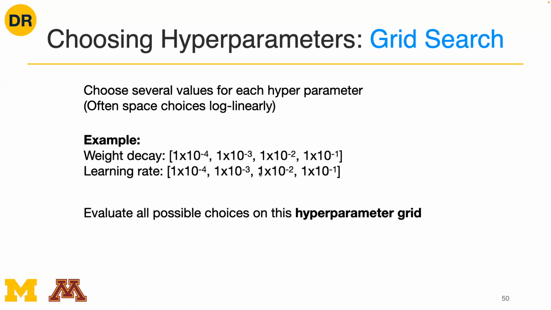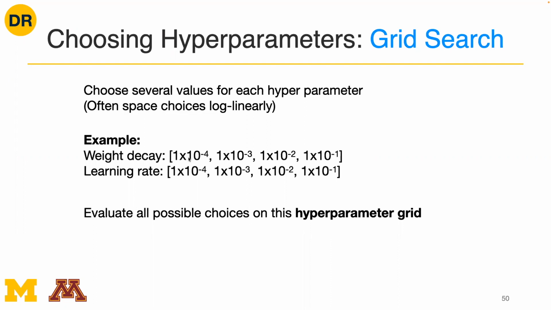And once you've enumerated for each of your hyperparameters the possible values you want to search, you'll then try every possible combination. So you would try like 1 times 10 to the negative 4 for weight decay and 1 times 10 to the negative 4 for learning rate. You would run your full training process, then you'd evaluate on the held out validation set, and you'd have a measure of that model.